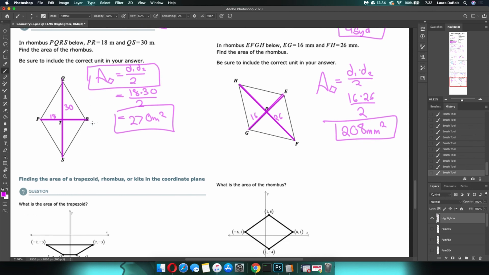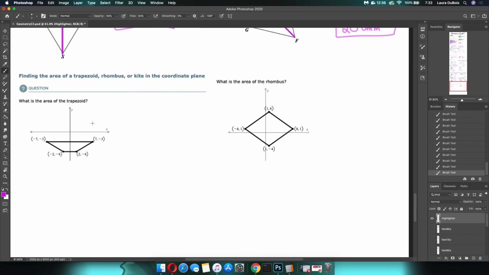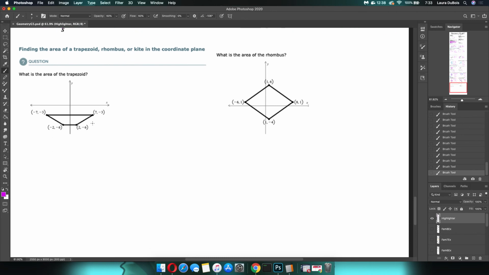Okay, now that you have it, and now that we have our formulas, there's the last topic in the list. Let's see here. Now we have a trapezoid, a rhombus, or a kite in the coordinate plane. So now we're kind of using all of our skills in one fell swoop. We can see at a glance that this is going to be a trapezoid. They even tell us a trapezoid, so that's B1 plus B2 over 2 times H.